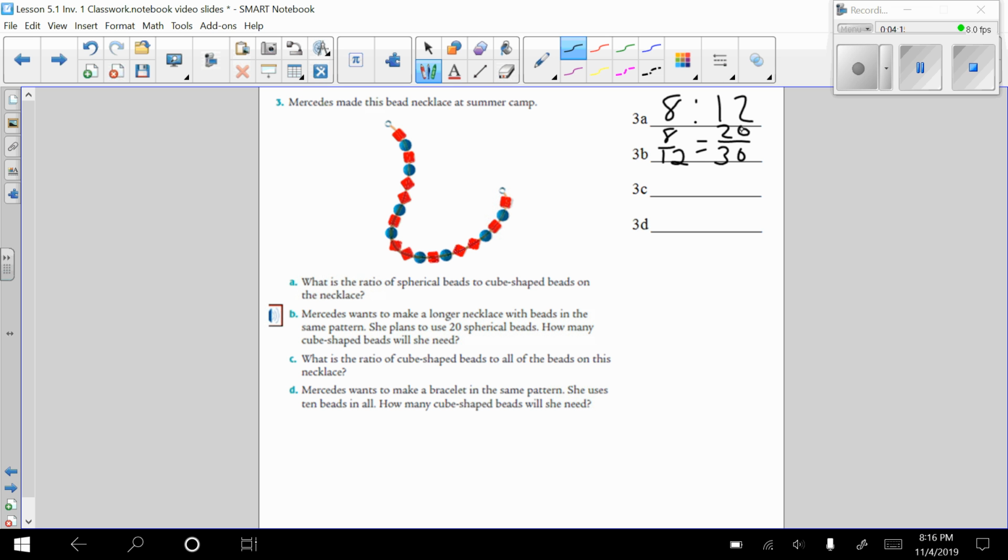C asks, what is the ratio of cube-shaped beads to all the beads? Well, again, we have 12 cubes and we have a total of 20 beads.